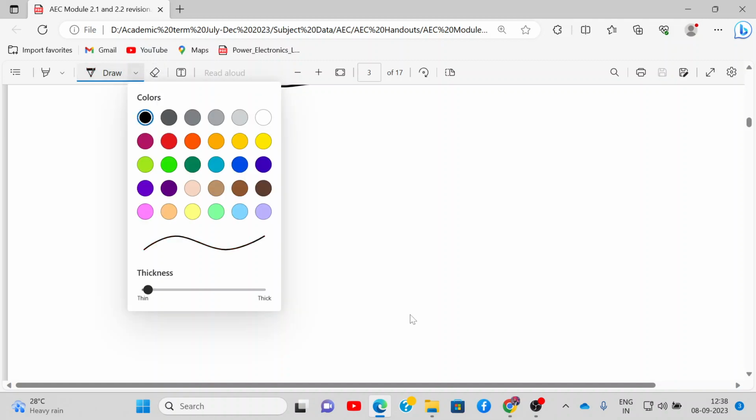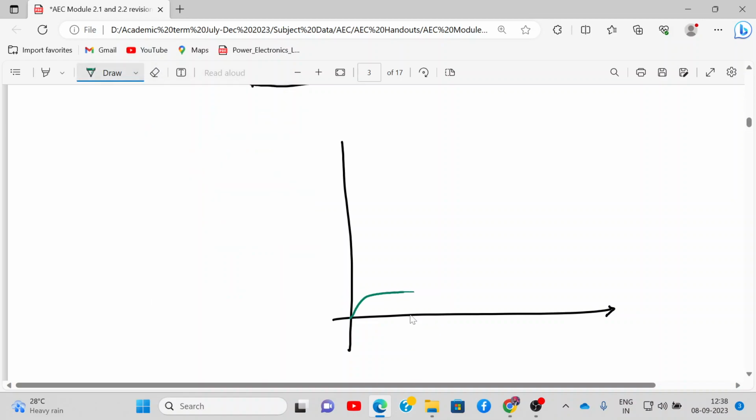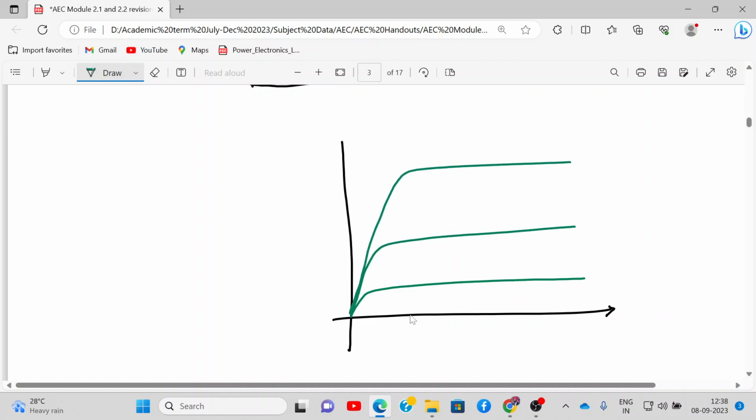Okay, so the characteristics, good news is that they are almost similar. Only thing is that you draw the characteristics, please, everyone. I'll tell you the reason why they are slightly different. So this is one, this is second, and it can also have one more. It can have VGS 0 also.